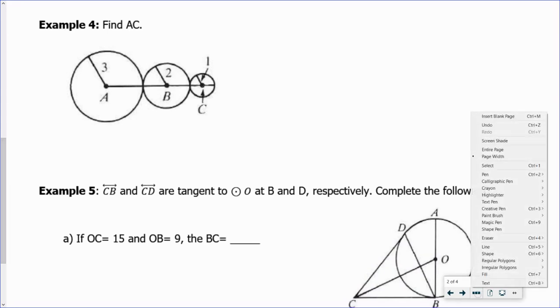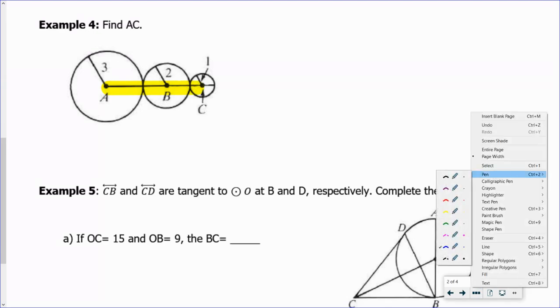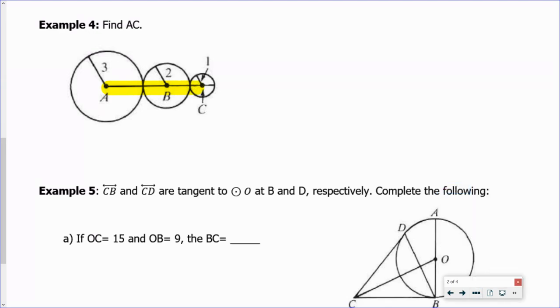Example 4, you're trying to find the length of AC, so I'll highlight that for you. We're trying to find that length right there. And this one is pretty straightforward, as long as you know that the radii of a particular circle are all going to be congruent. So in this case, this length, the distance from A to the other circle B where they're tangent, is 3 units. This segment right here is a radius of the circle, so that's 2 units. This one's also a radius, so that's 2 units.